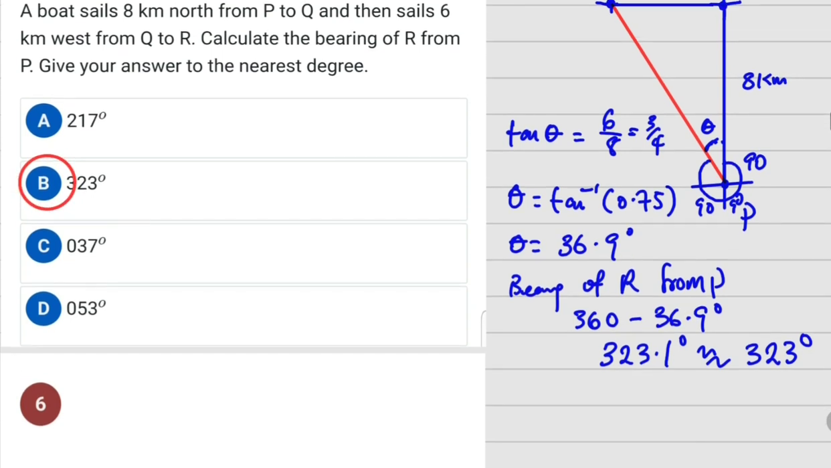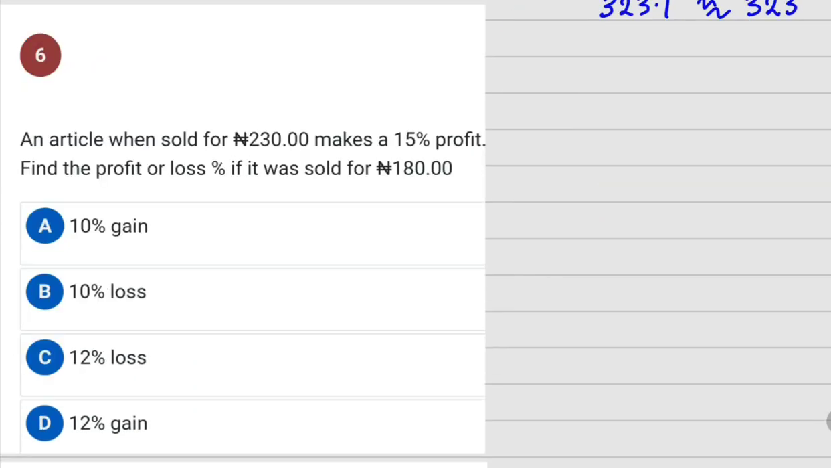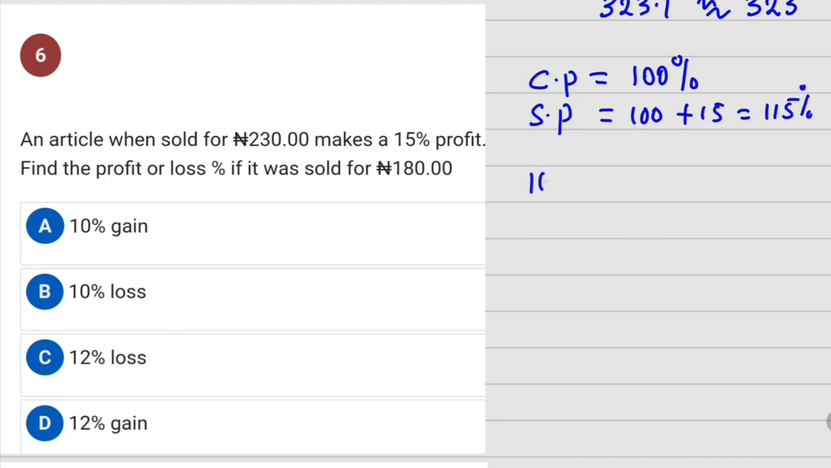Okay, so we are moving. So let's go to the next number, which is number 6. In number 6, it says an article was sold for 230 naira, and that makes a profit of 15%. Now, this is what I always tell my students. You see, cost price, take it as 100%. Now, the selling price, if there is a profit, is going to be more than 100%. So it's going to be the 100 plus the 15, which is the profit. So it's going to be 115%. Now, the 115% is the one that is equals to the money 230.